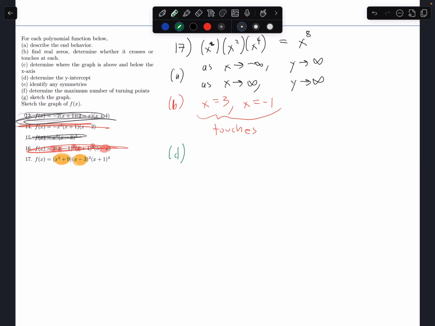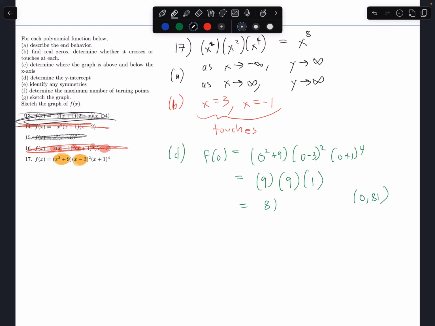Okay, determine the y-intercept. That's f of 0. It's going to be 0 squared plus 9, times 0 minus 3 squared, times 0 plus 1 to the fourth. That's 9 times negative 3 squared, which is 9, times 1 to the fourth, which is 1. So 9 times 9 is 81. So (0, 81) is the y-intercept. Pretty high number there. It's going to be kind of hard to graph, but whatever.